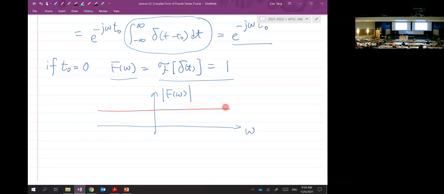That's why this delta t is a very much wanted function. However, you cannot create it experimentally. You are able to obtain it analytically. So that's why this delta t is so good.